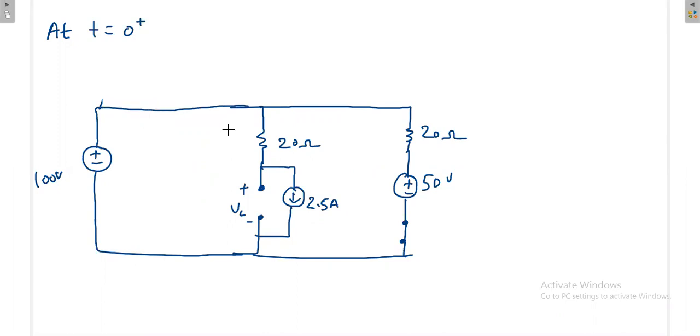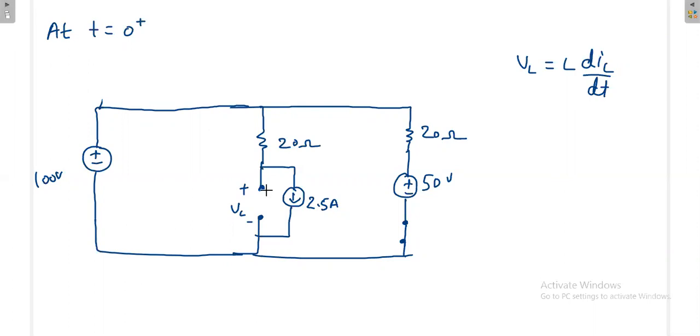Now what we have to calculate is the change in current in this path, through the inductor. Once you calculate V_L, you can easily calculate the change, because V_L is equal to L dI_L divided by dt. Once we calculate V_L, we know L, so we can easily calculate di/dt, that too at t equal to 0 plus, because we need this quantity at t equal to 0 plus only. That's why we have represented the circuit at t equal to 0 plus.